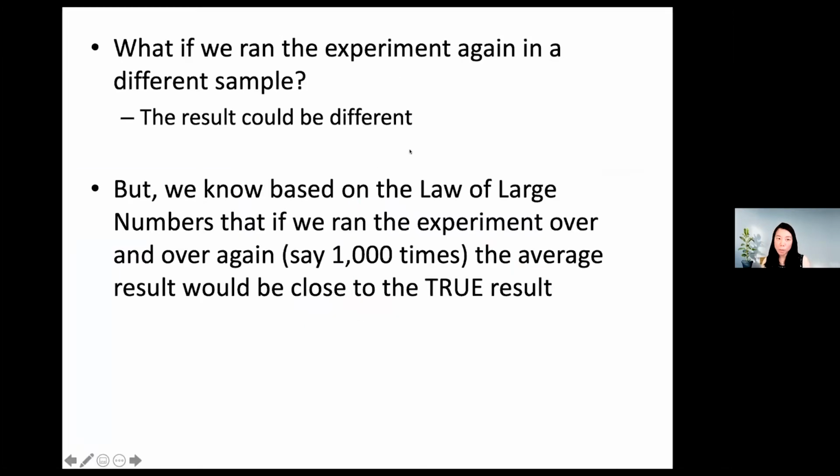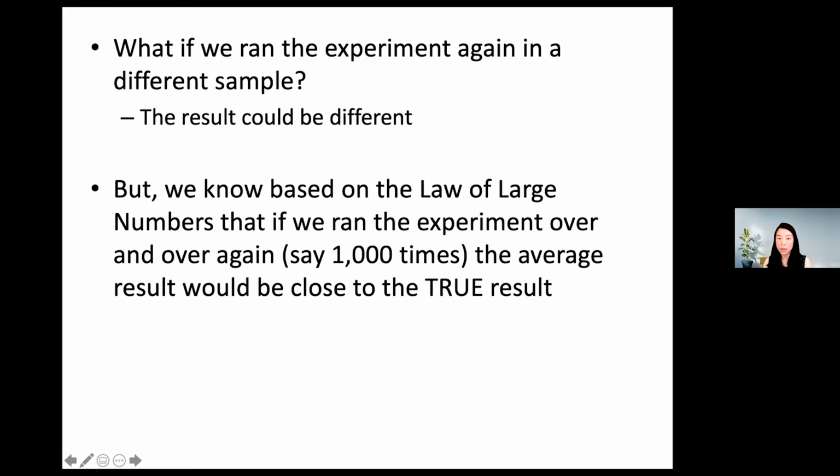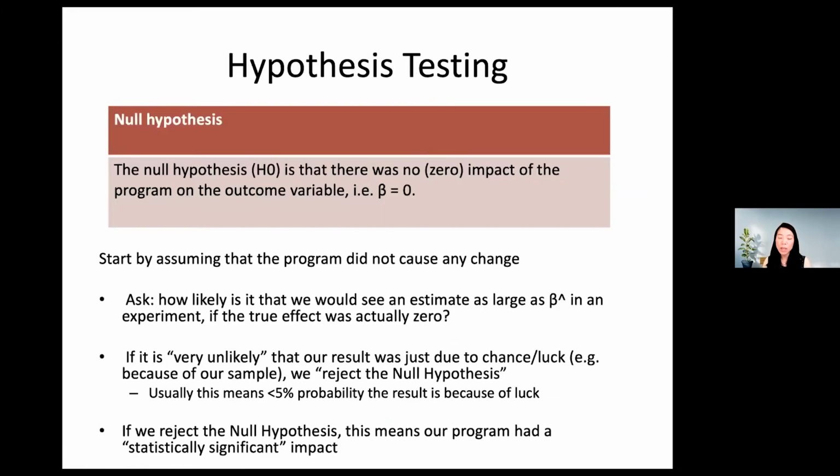So again, we want to know if we run the experiment again, like remember the 30 students drawn each time. If we run the experiment over and over again, say 1,000 times, would the average be close to what we found here or not, right? So this is what we need to test. How do we do this? It's called hypothesis testing.